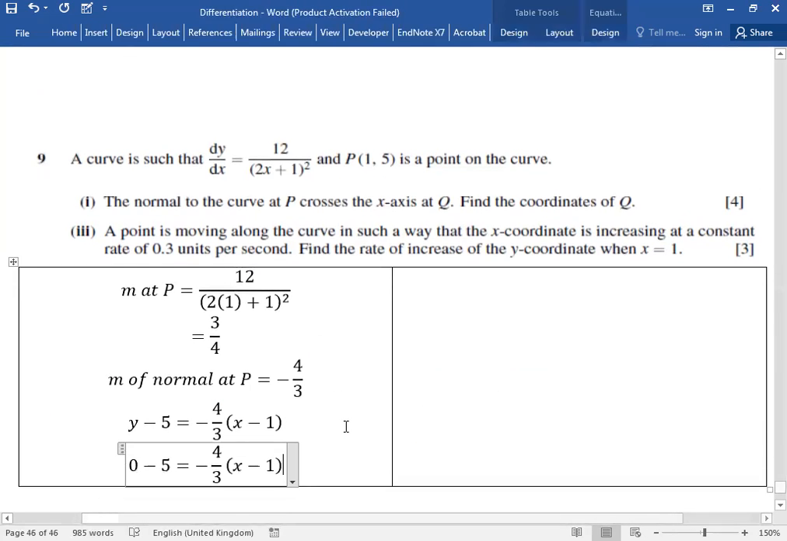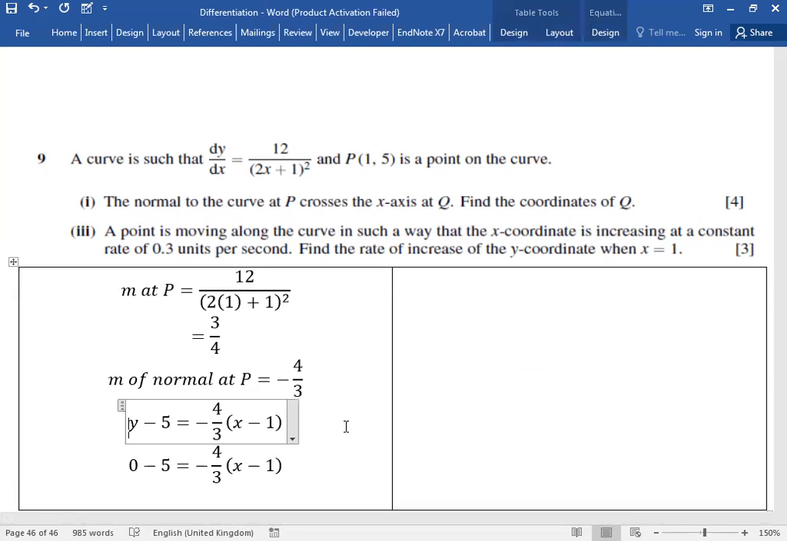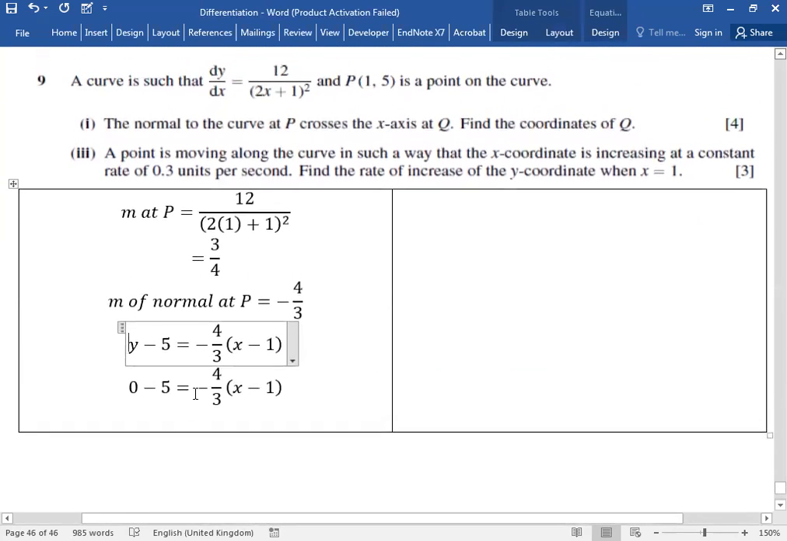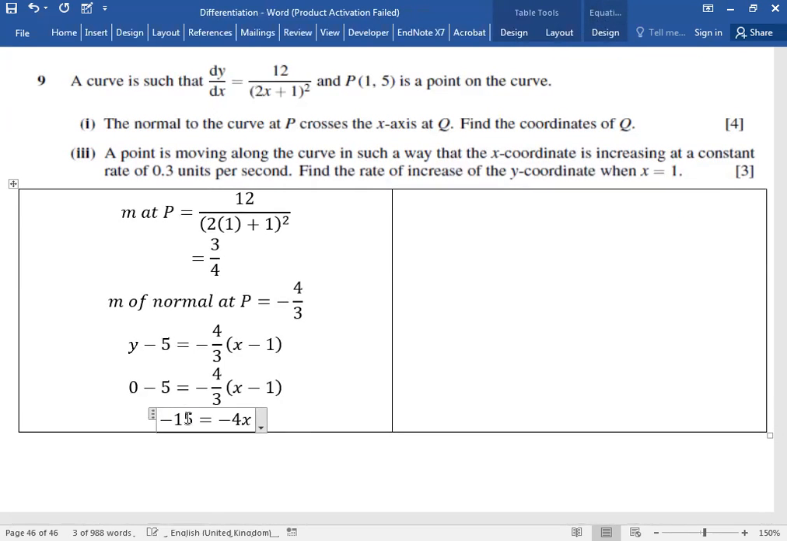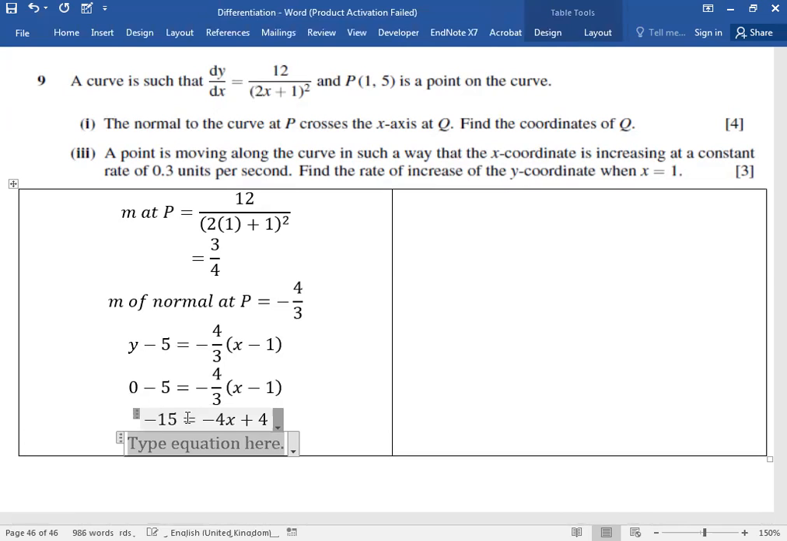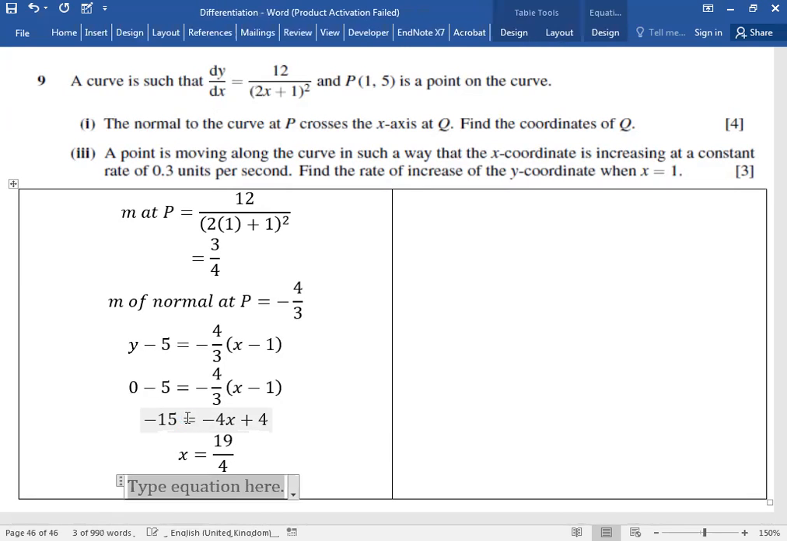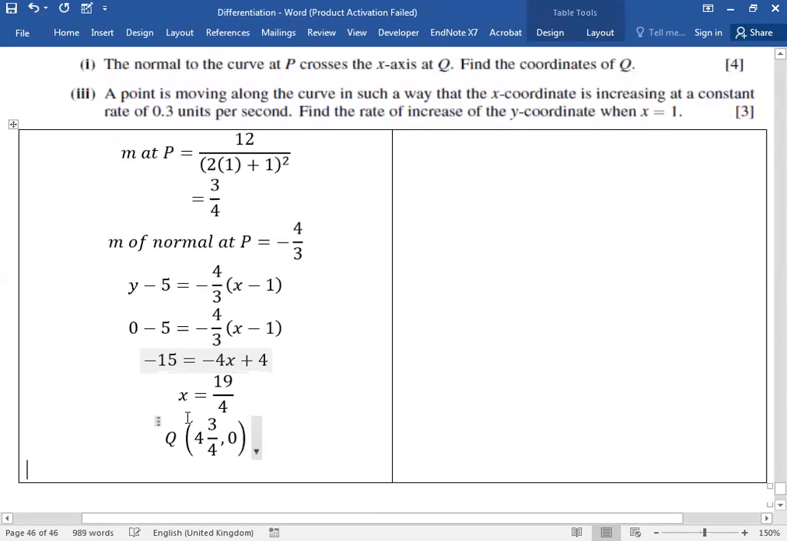So what is the answer? Minus 15 is equal to minus 4x plus 4. Minus 19, so x is 19 upon 4. So the coordinates of Q are 19 upon 4, which is 4 whole number 3 upon 4, comma 0.